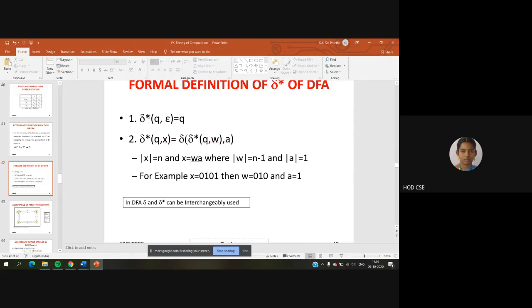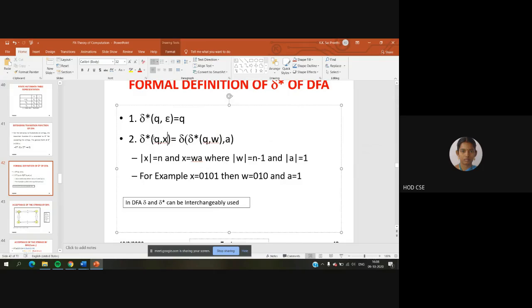That is how the DFA recognizes the empty string. Similarly, how the DFA can recognize any length string x. You understand? The first definition says, if the empty string is the argument, delta star of q comma epsilon is equal to q. It means by reading the empty string, the DFA cannot move from one state to another. But by reading any length string x, it may be n length.